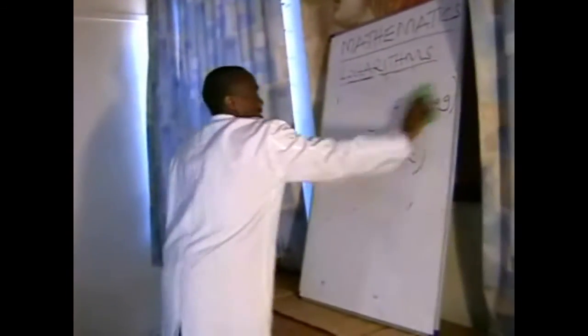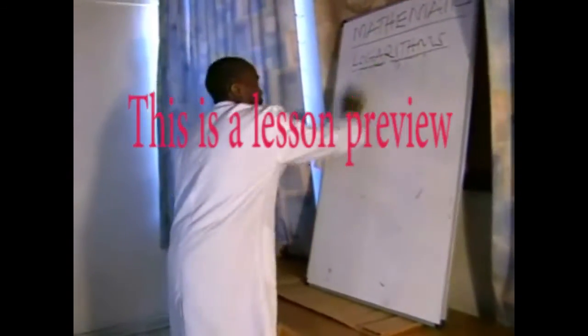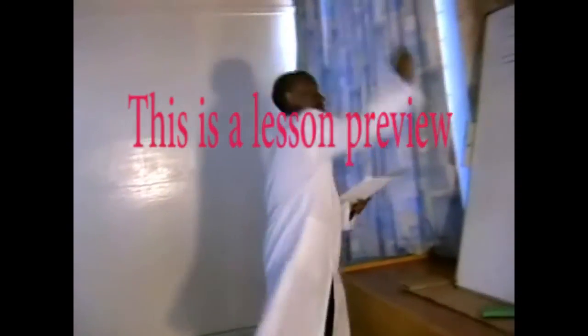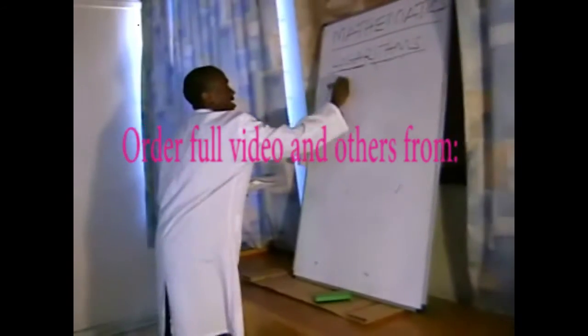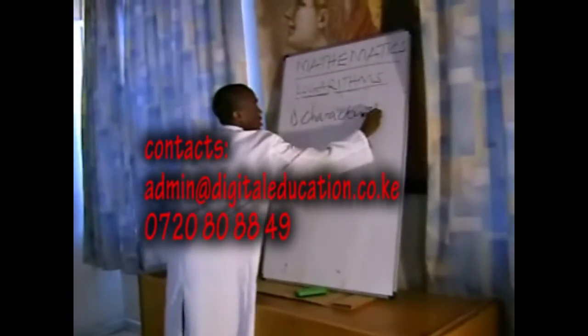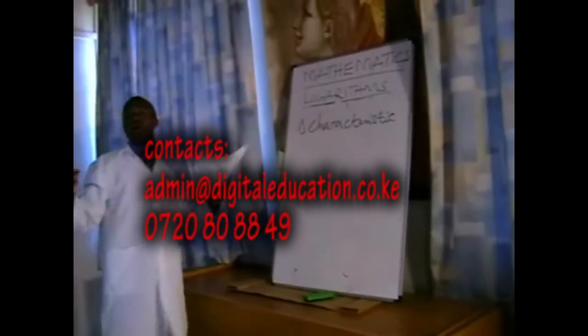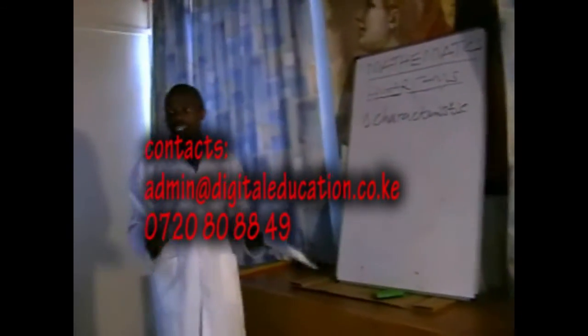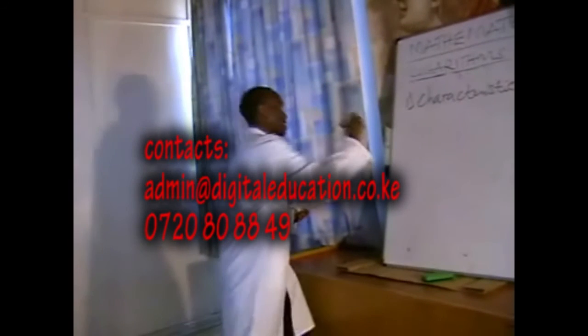Now, the logarithm of a number consists of two parts. The first part is called the characteristic. The characteristic of the whole number part, which can be positive or negative.